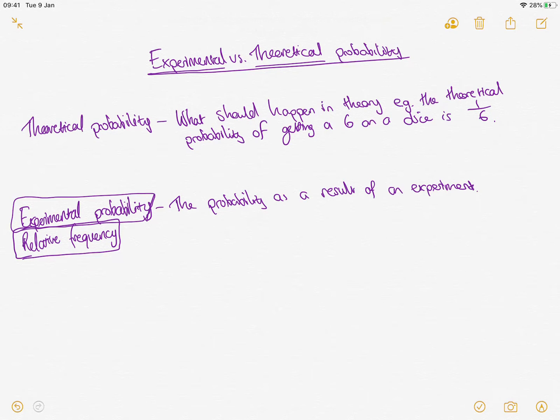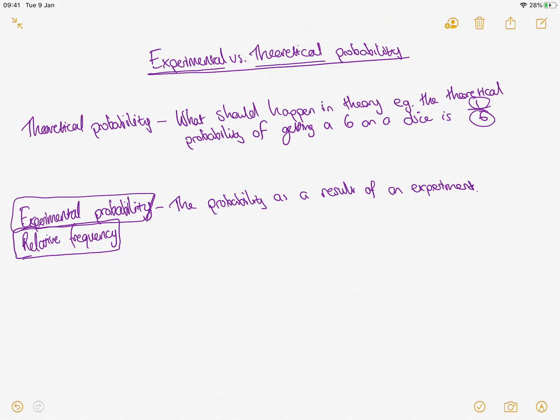And sometimes experimental probability is the only thing we can use. For example, with a dice, I know that there's 6 possible outcomes and one of those is a 6, so it's easy to get my theoretical probability.